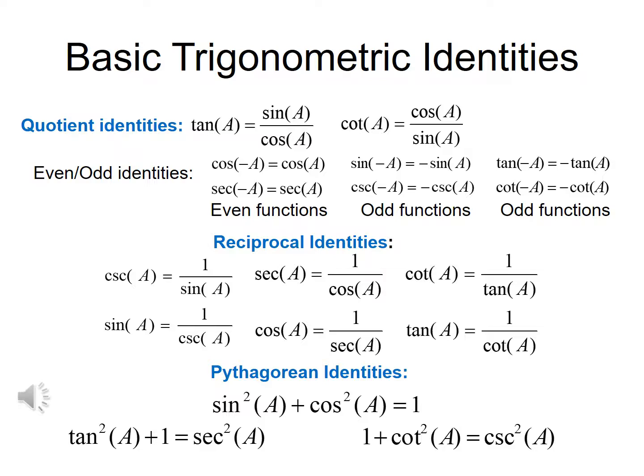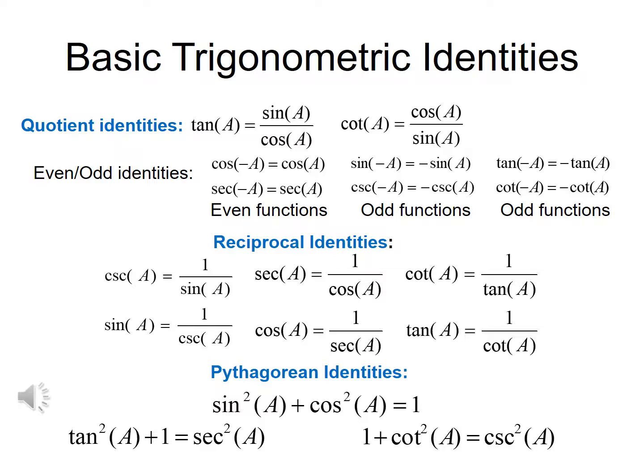And then we have our Pythagorean identities. We have sine squared plus cosine squared equals 1. We have tangent squared plus 1 equals secant squared. And then we have 1 plus cotangent squared equals cosecant squared.